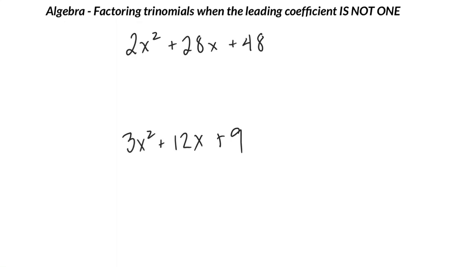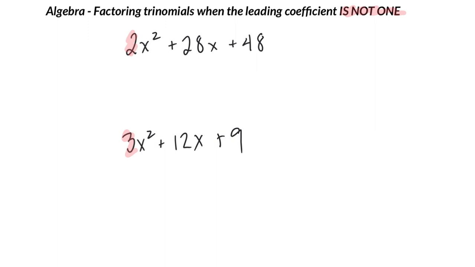Let's talk about how we're going to factor a trinomial when the leading coefficient, meaning the one that's on x squared, isn't 1. Now, first thing, there are really like 3 strategies I want to talk about. This is the first one.